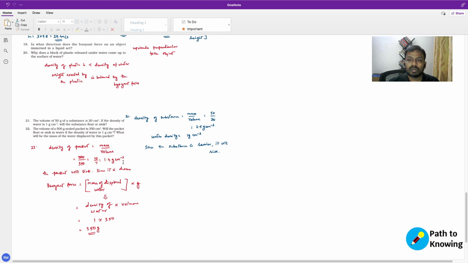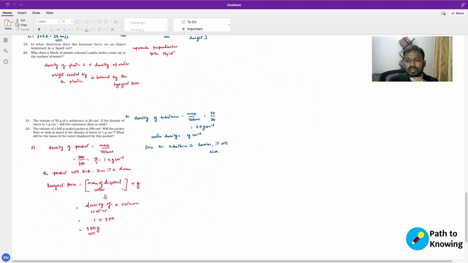Now, what will be the mass of the water displaced by the packet? Per Archimedes' principle, the mass of the displaced water can be calculated from the volume of the object. In this case, the volume of the sealed packet is 350 centimeter cube, and it is that volume of water that will be displaced. How do you find the mass of that water? That is the density of the water times the volume of the object that was immersed.